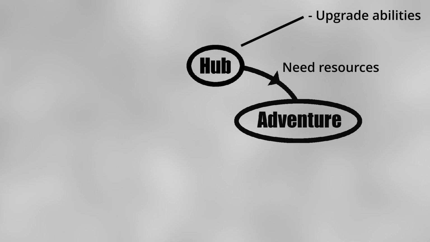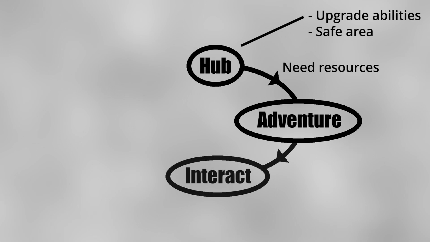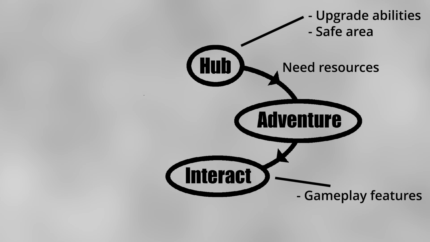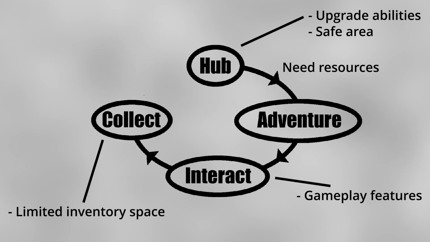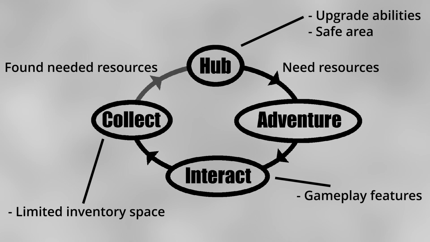The player ventures out beyond the safe confines of the hub to find the resources that they need. The player engages with a variety of systems to collect resources, which can come from things like breaking asteroids, defeating enemies, or helping NPCs in return for rewards. All resources are stored in a limited size inventory within the shuttle. Once the player has enough resources, they can return to the hub.